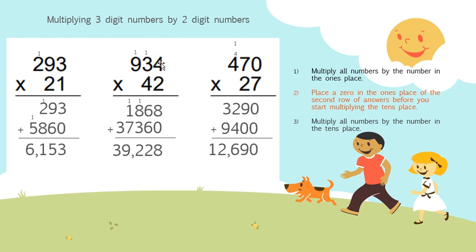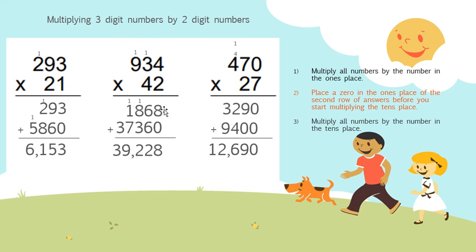So let's go back over it. That's 4 times 4 is 16. The 6 goes there. The 1 goes there. Then 3 times 4 is 12 plus 1 is 13. So the 3 goes there. The 1 goes there. Then 9 times 4 is 36. But we have a 1 there, so it's 37. We're going to put our whole 37 here.